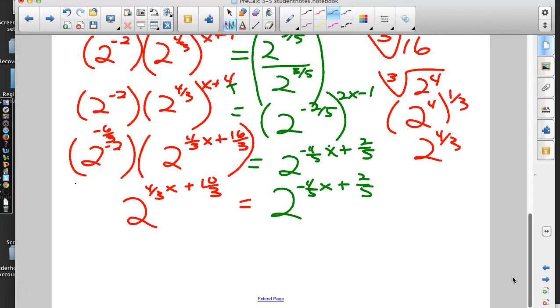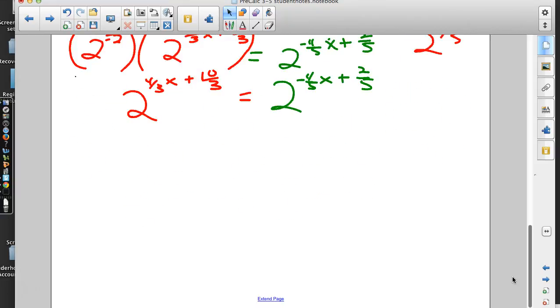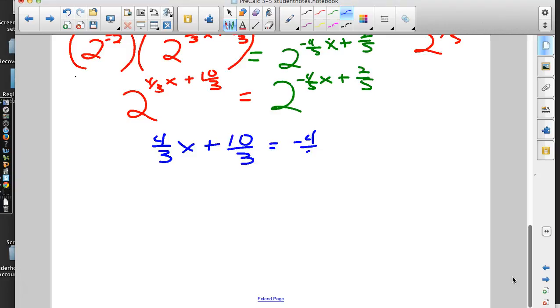Drop the big 2's. We don't need these bases anymore. They're already equal to each other. That is not the problem. This is the problem. The powers have to be equal. The 2's are already the same. That's why we did this problem this way. And then it's up to you whether or not you want to work with fractions all the way through this.